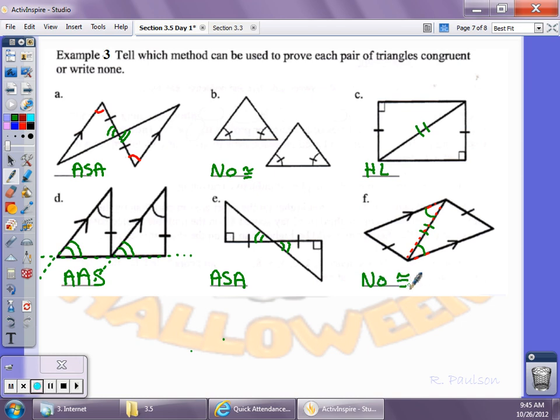In the next section, we are actually going to show you why the side-side-angle method is not an appropriate way to prove triangles congruent.